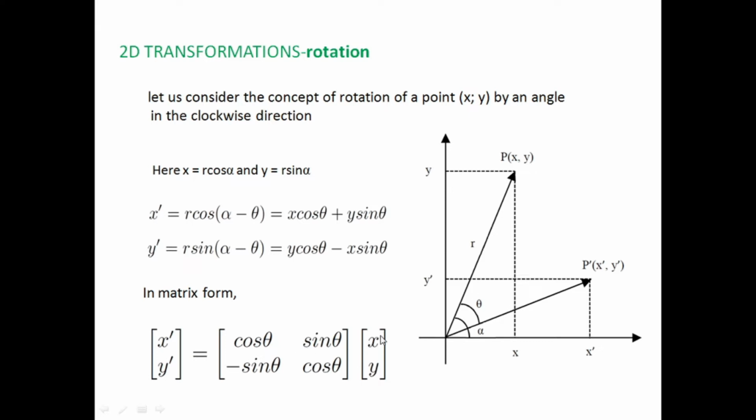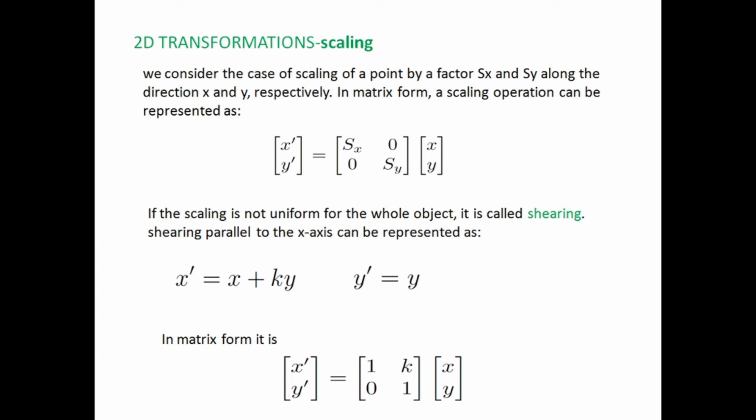My point, which was at x comma y, is being translated to a new point. That means it is rotated, right? So the next one is the scaling operation. Now there will be a point, let it be x comma y, and that point is scaled by a factor sx and sy along the x and y direction.